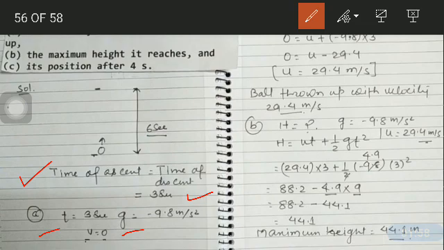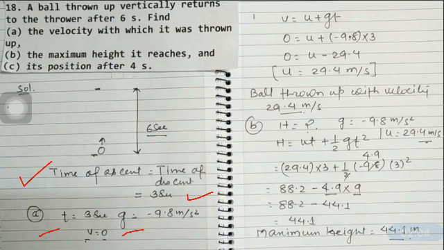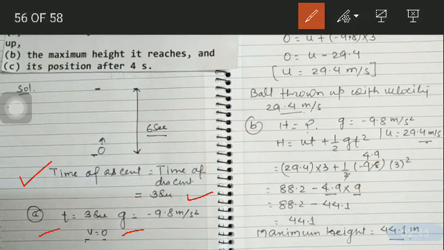Acceleration due to gravity is minus 9.8 meter per second square. Final velocity will be 0 when it reaches the top. Applying the first equation of motion, we can easily calculate the initial velocity, which is 29.4 meter per second.